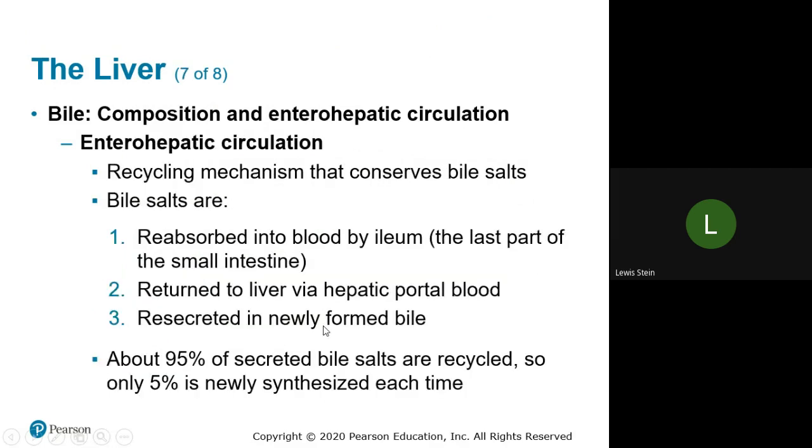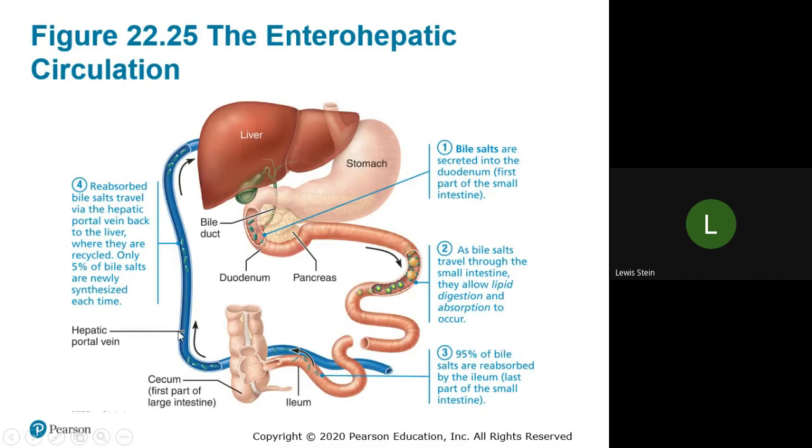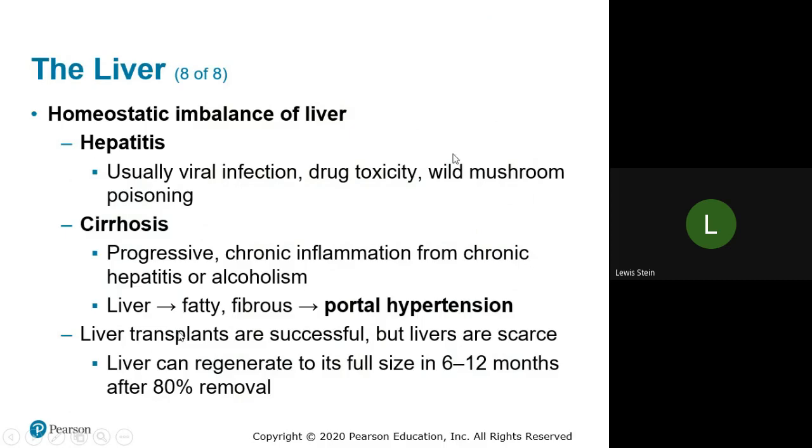So there's a bunch. And then there's a special circulation where 95% of those bile salts are recycled. So it's a very useful use of cholesterol. And they go through it there. And normally when you get it, it's viruses, drugs, poison mushrooms, all part of it, the big player, alcohol, alcohol, alcohol.